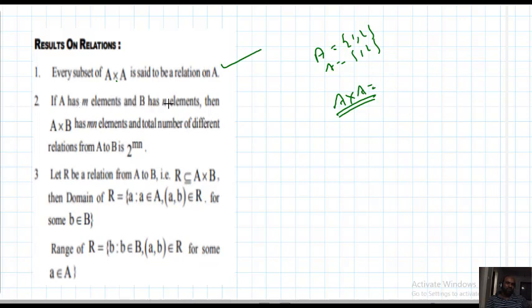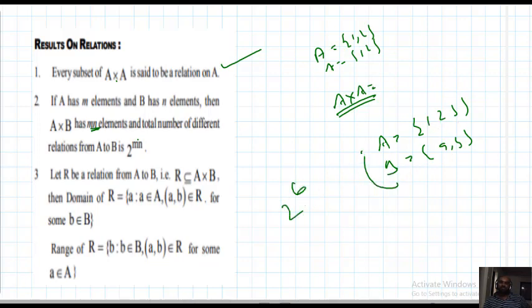If A has m elements and B has n elements, then A cross B will have mn elements. The total number of relations from A to B is 2 power mn. Similarly, from B to A is also 2 power mn. Take care of that. For example, A has 1, 2, 3 and B has a, b. How many relations exist from A to B? 2 power 6. How many relations exist from B to A? Different, no? That is also 2 power 6. Take care of that.